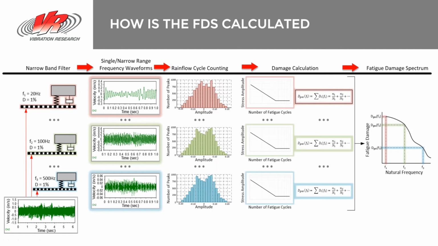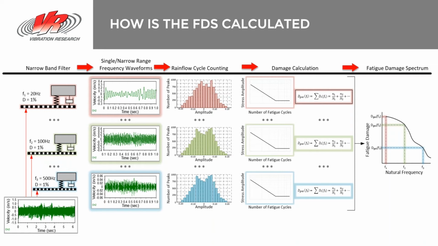How is the FDS calculated is our next question. And one of the first things that we do is take an acceleration time waveform, or velocity, or displacement, doesn't really matter, and import that into VibrationView. VibrationView automatically converts that either through integration or differentiation into velocity. And the reason we use velocity is because velocity is very proportional to stress.